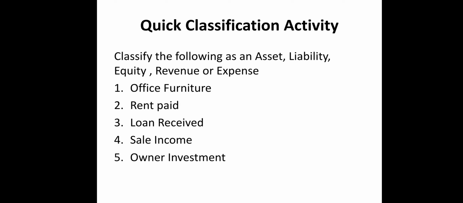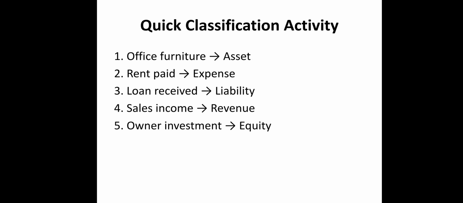So have you thought about it? So let me give you the answer. First, the office furniture, which is an asset. Rent paid is an expense. Loan received is a liability. Sales income is a revenue. Owner investment is an equity.